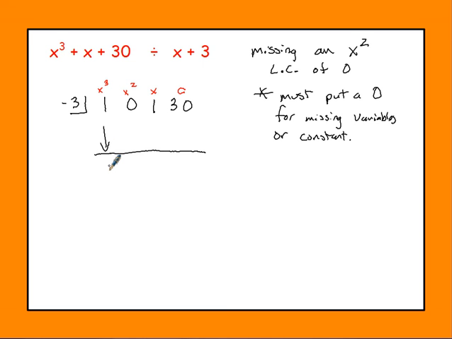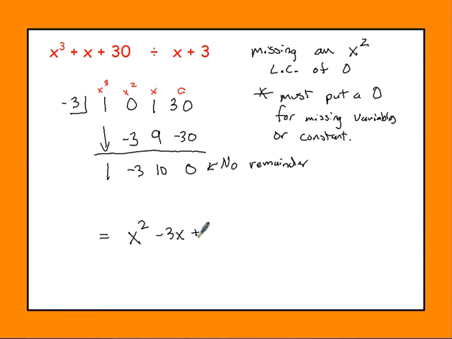All right, so here we go. Drop the 1. 1 times negative 3 is negative 3. 0 plus negative 3 is negative 3. Negative 3 times negative 3 is a positive 9. 1 plus 9 is 10. Negative 3 times 10 is negative 30. 30 plus negative 30 is 0. What does this mean right here? I have no remainder. So then what is my final answer? Well, if that's my remainder, then this is my constant, this is my x, and this is my x squared. So my answer is x squared minus 3x plus 10.